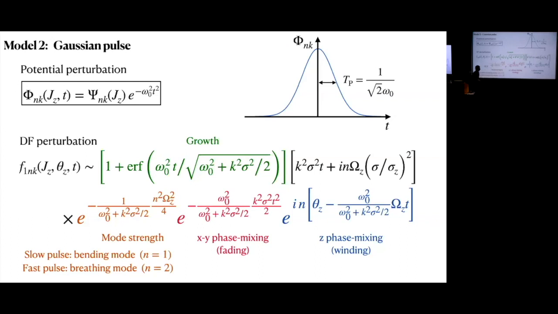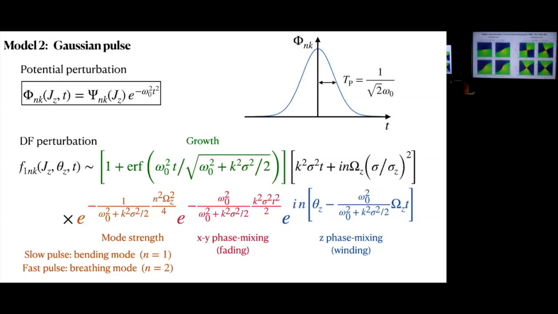So basically the distribution function takes time to grow and then it decays due to phase mixing, as well as the vertical winding. And there is a mode strength term, which tells you the relative strength of these n modes. It goes as exponential minus n squared times this factor. Notice that this omega naught is basically 1 over the time period of the pulse. So for a fast pulse, your omega naught is large, and therefore this term is small, so you cannot really differentiate between the different modes. But for a slow pulse, your n equals 1 mode will dominate. So you will have more bending of the disk rather than the breathing mode that is n equals 2.